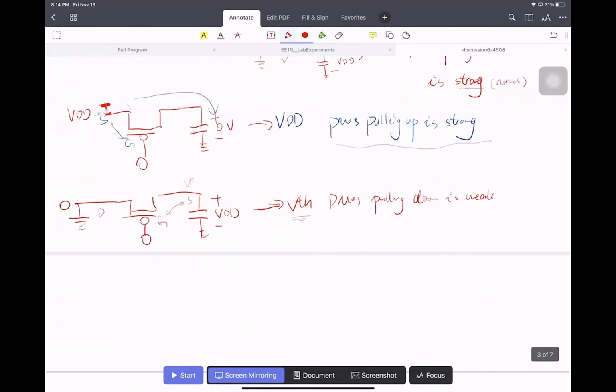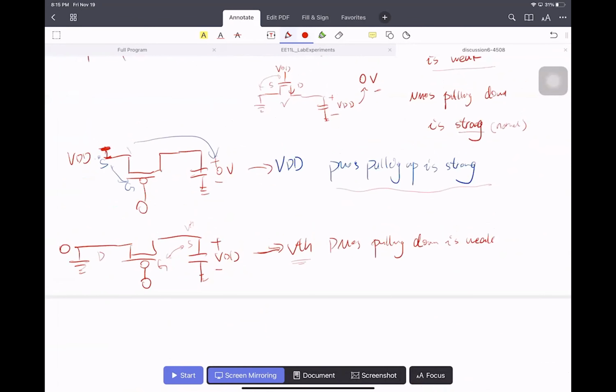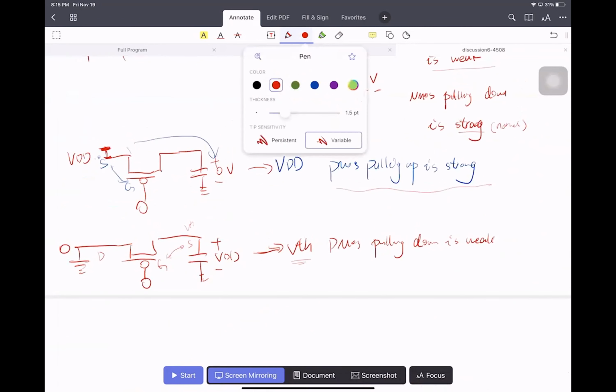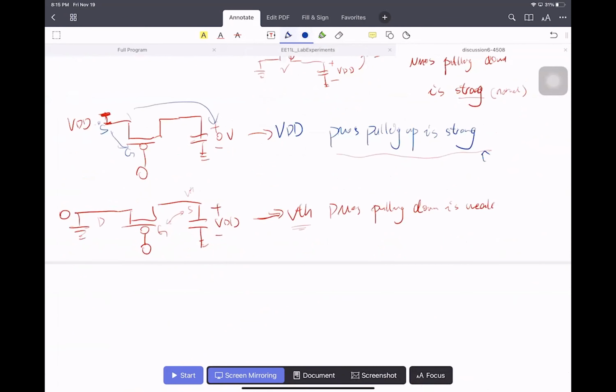But how can we quantify this strong and weak? We can use resistance. When we talk about the driving strength, it's the internal resistance of the transistor. If it is strong, it means it has a smaller resistance. If it's weak, it means it has a larger resistance, so that the current that can go through is weak.